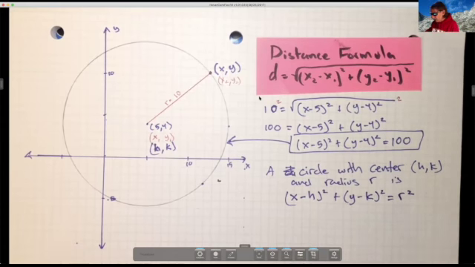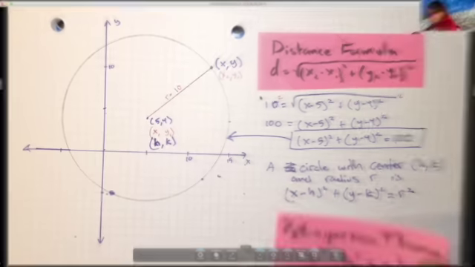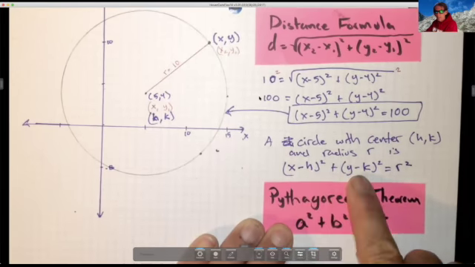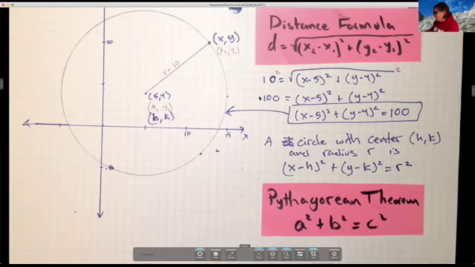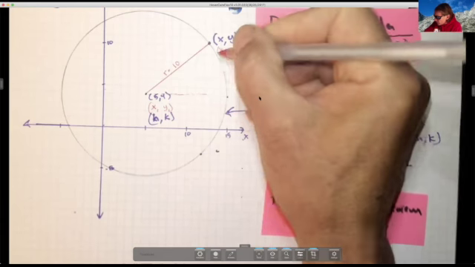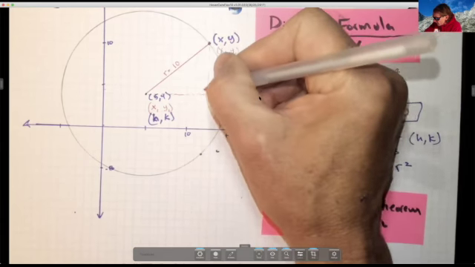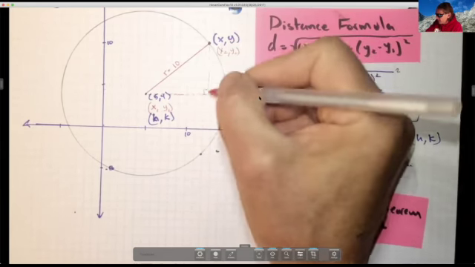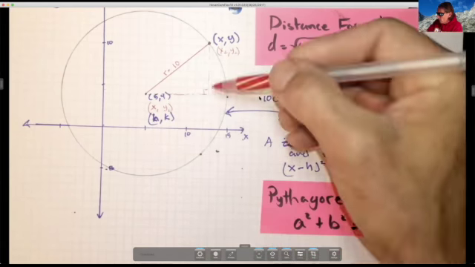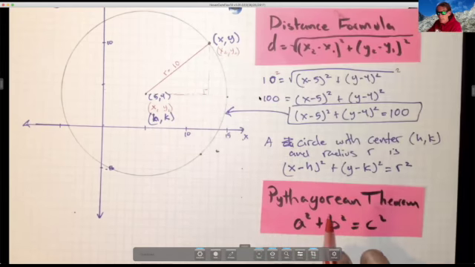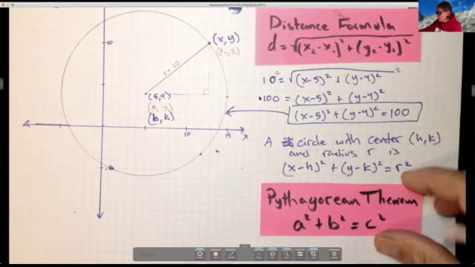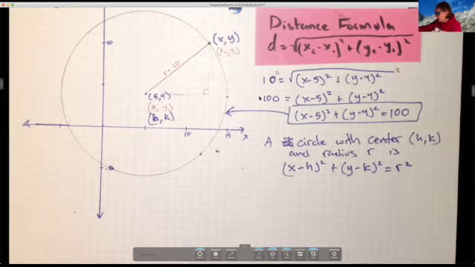This is also related to the Pythagorean theorem. We might recognize the Pythagorean theorem in this, a squared plus b squared equals c squared, because really we can solve this with a triangle as well. So some of you might see this if this is a triangle, then I could represent these lengths a and b as x minus h and y minus k. We looked at that a long time ago, but that's how this formula relates to the Pythagorean theorem, and the distance formula relates to the Pythagorean theorem.